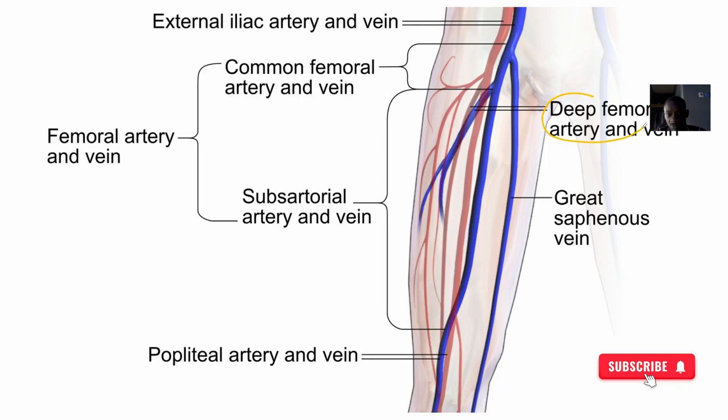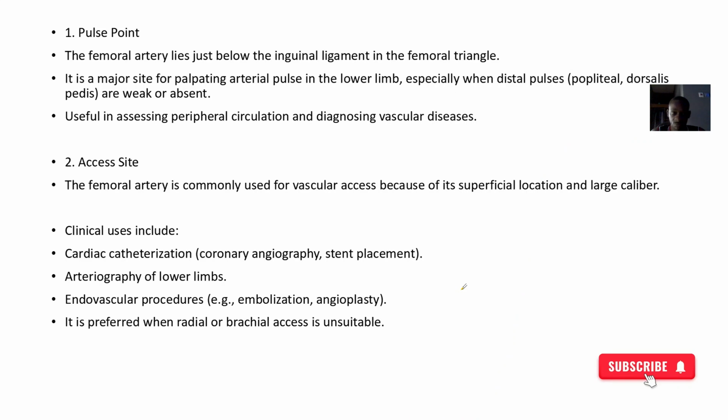You can see the deep one here, but it's still the main femoral artery, and the vein should be here. So the vein is in blue, the artery is in red. They usually go side by side.